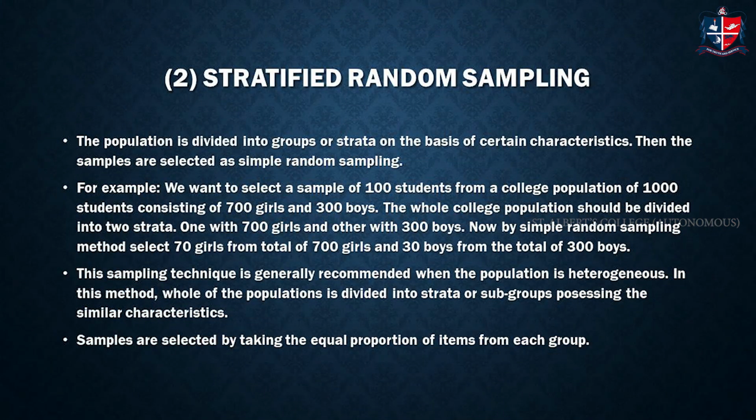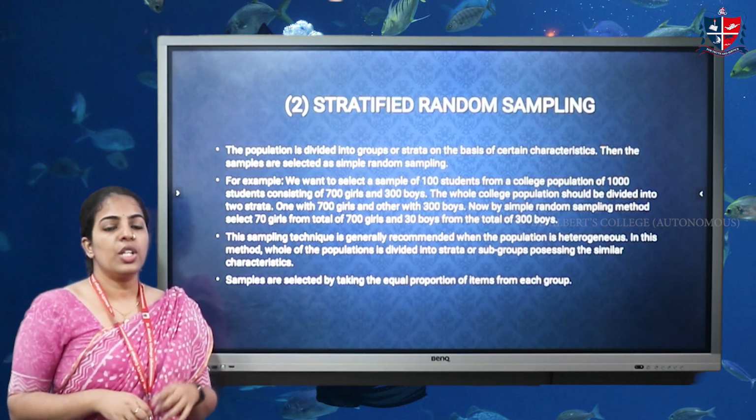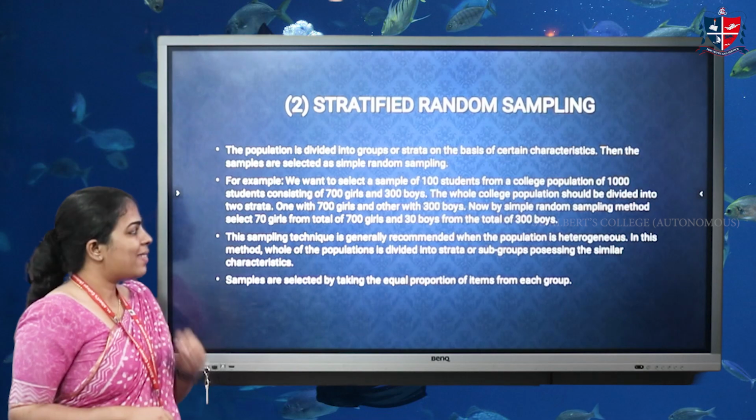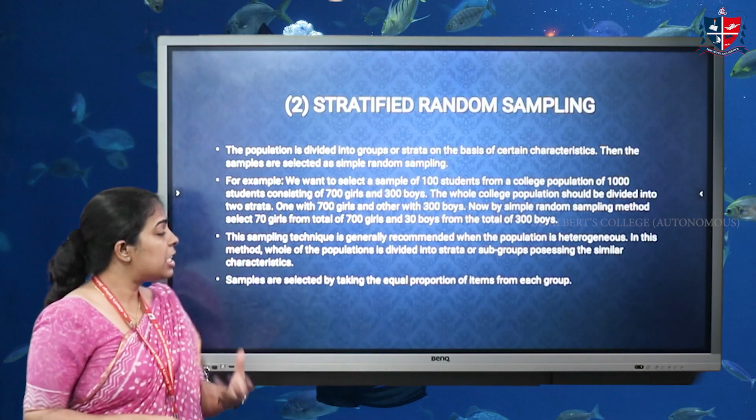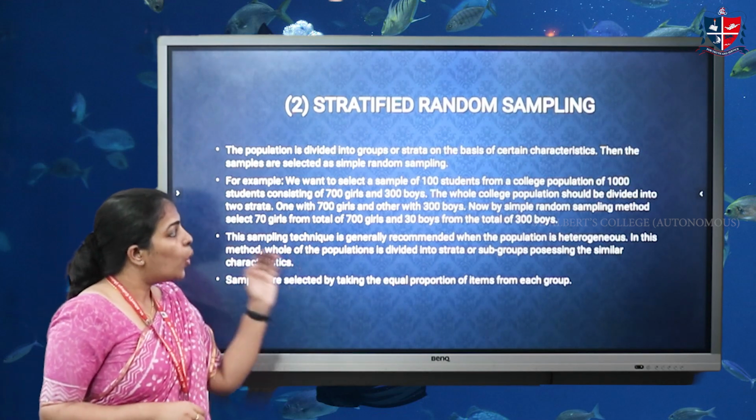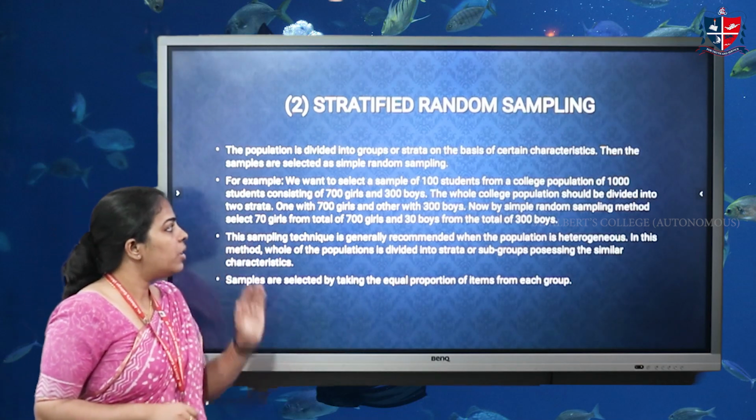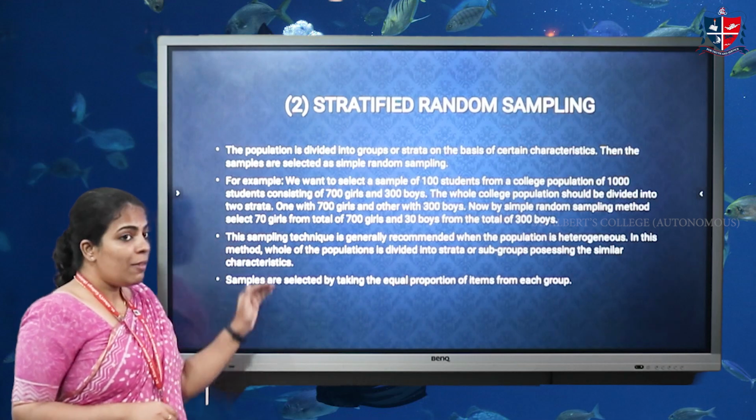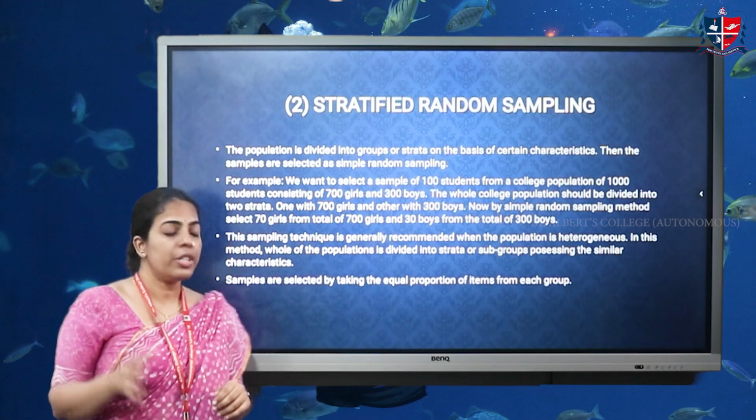Now, next is stratified random sampling. As the name denotes, a population is divided into strata or groups, and then simple random sampling is done. For example, if we want to select a sample of 100 students from a college population of 1,000 students consisting of 700 girls and 300 boys, the whole population should be divided into two strata, one with 700 girls, another with 300 boys. By simple random sampling, we select 70 girls from the 700 girls and 30 boys from the 300 boys.